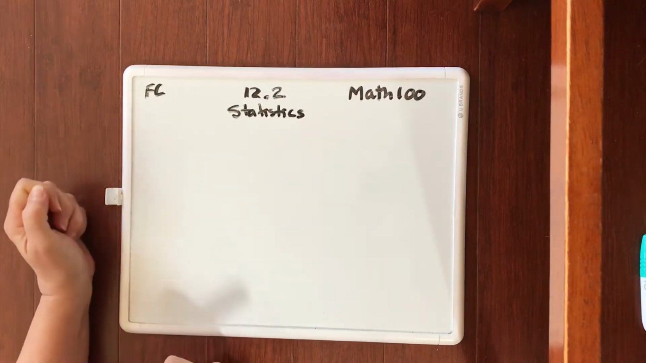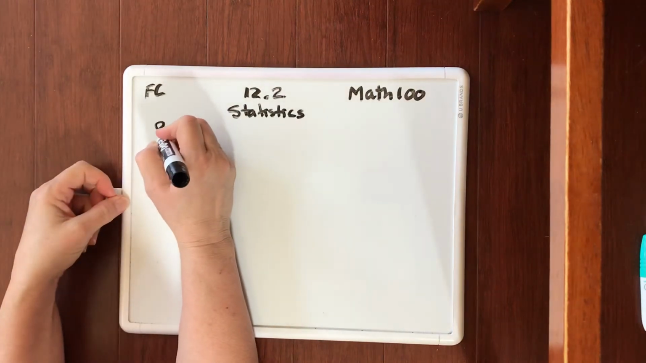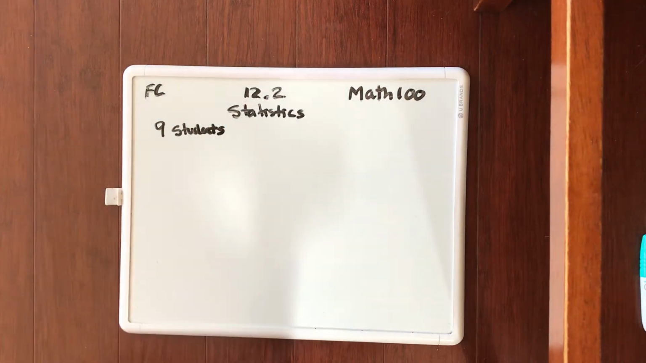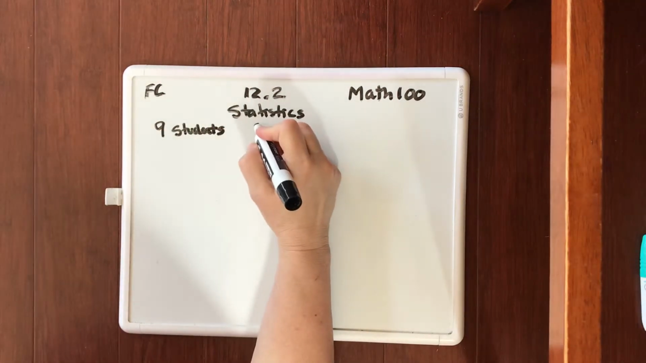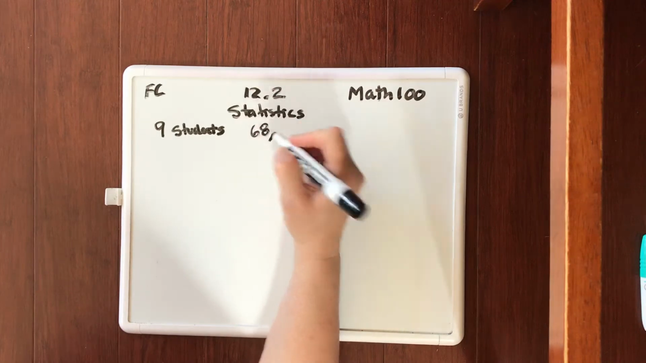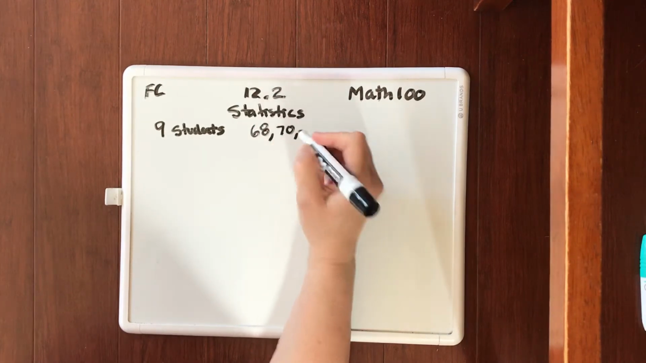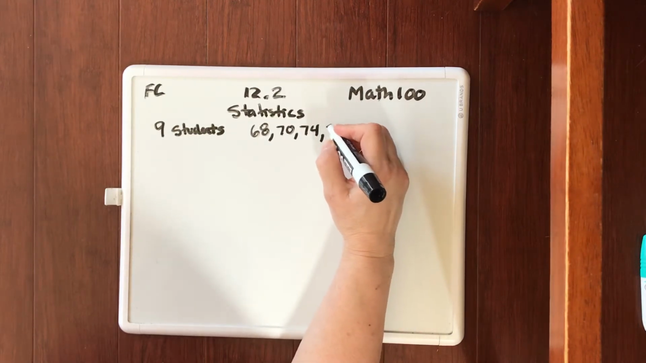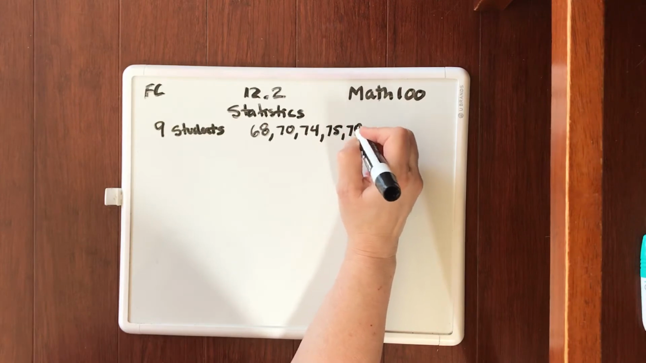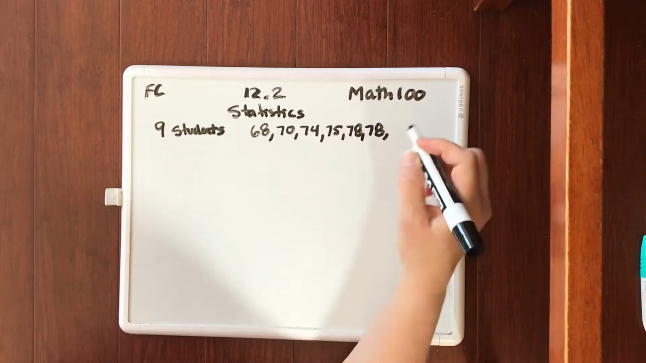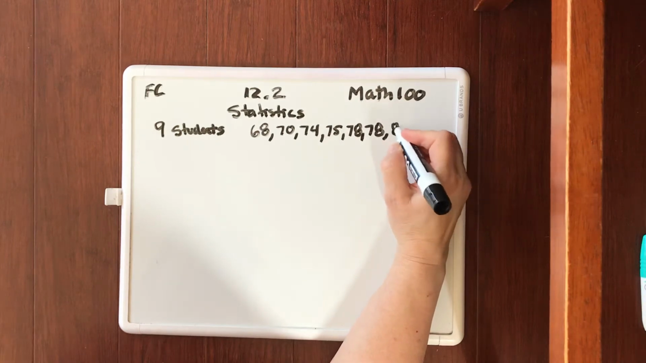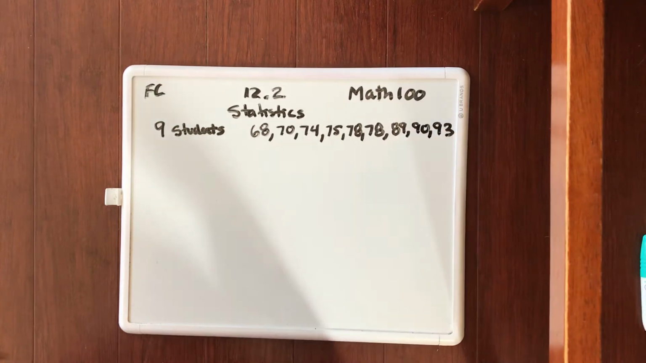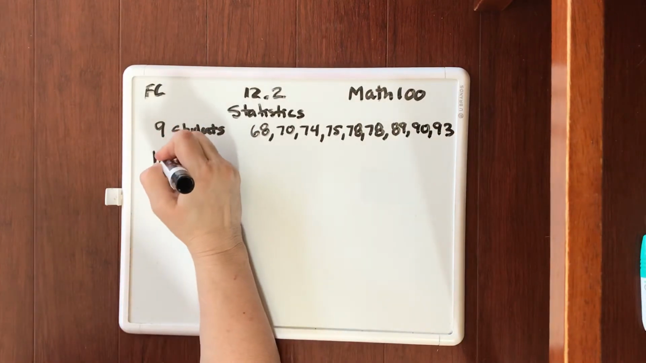To start, we're going to look at an example where we have 9 students. Okay, these 9 students took a test and these are their scores. And I put them in order from smallest to largest. So we have 68, 70, 74, 75, 78, 78, 89, 90, and 93.